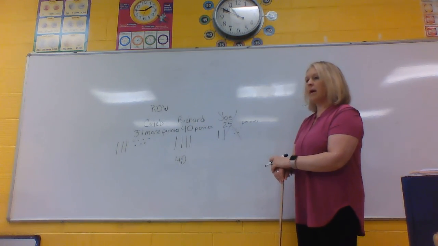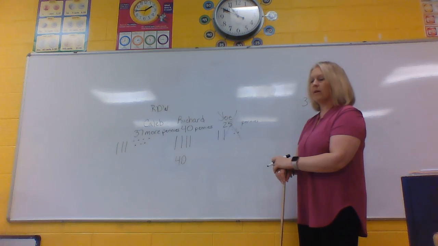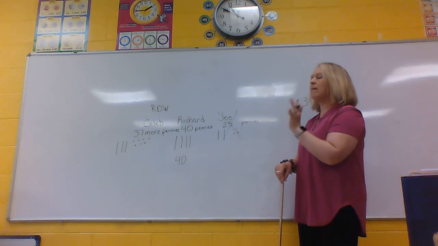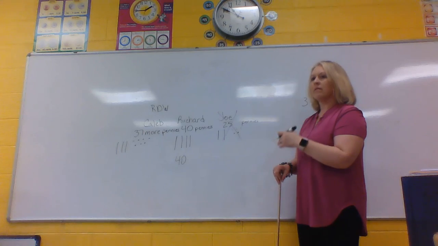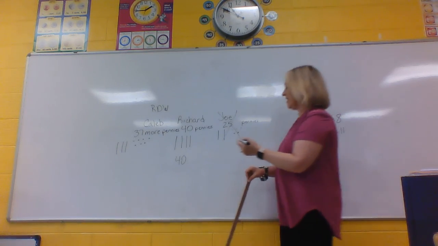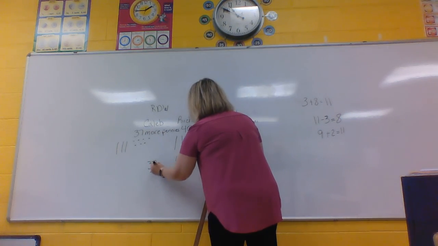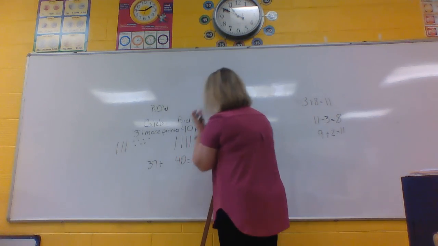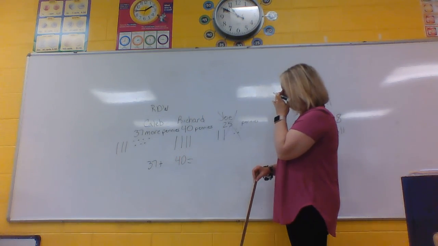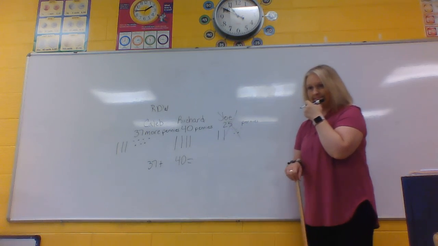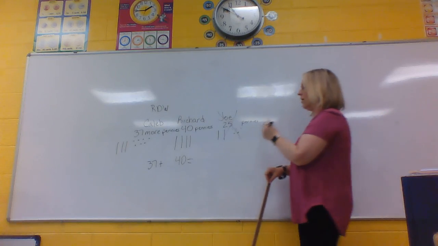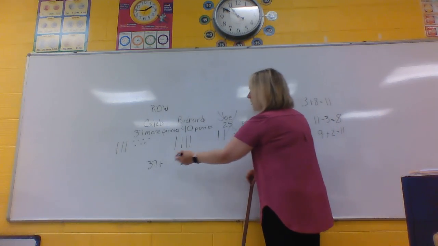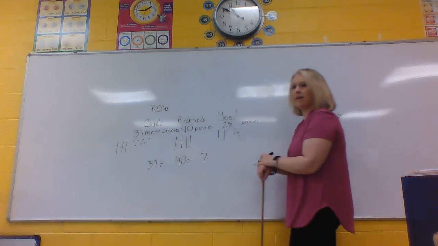What kind of number sentence can we put to this? What do you think? 47. No. Tell me the number sentence. Tell me the equation. Harley? 40 plus 37. Yes. Equals 47. How can that be 47? Because that's 40 plus 7. We have the ones correct, right? 7 plus 0 is 7.